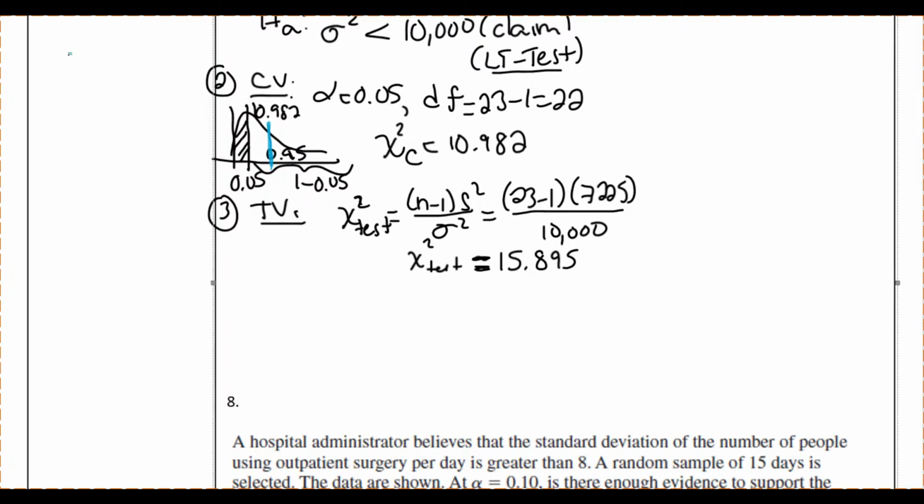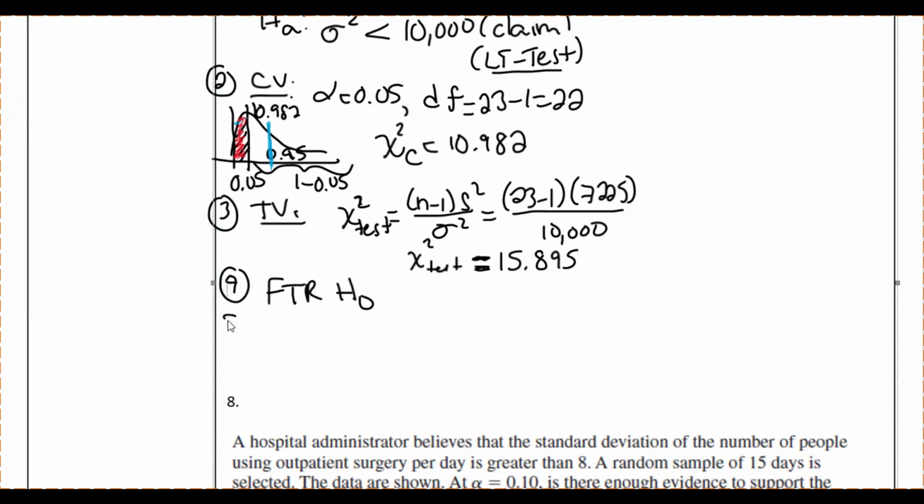All right, so this graph, this tail that I shaded, is our rejection region. So we are outside our rejection region, which means that we fail to reject here. So our decision is we're going to fail to reject the null hypothesis.